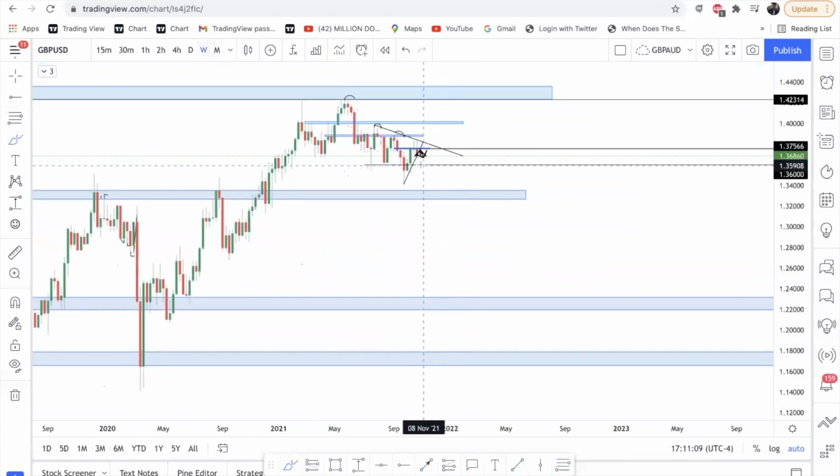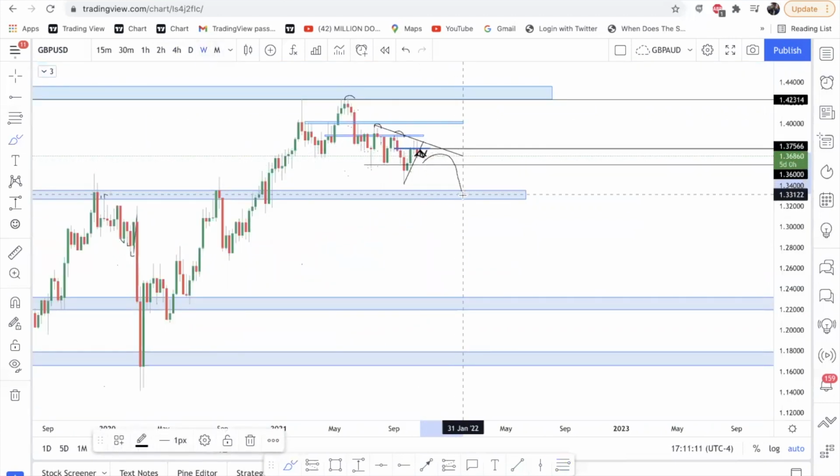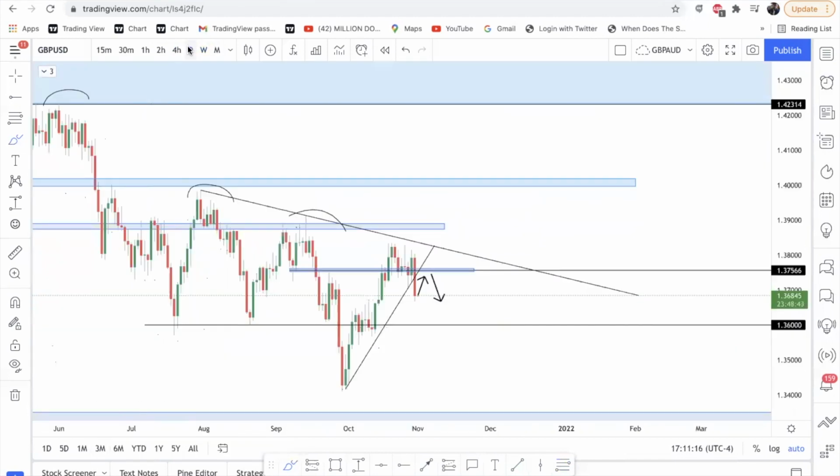Because looking at this on a weekly, we could roll all the way over, come back down towards these structures around 1.33. That's still possible. But this week, continue sales on GU.